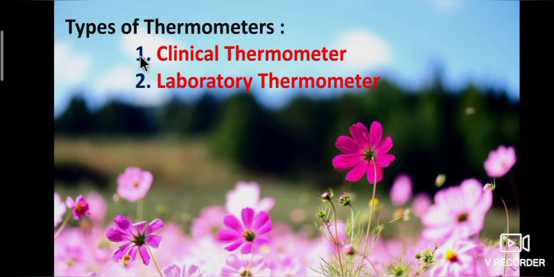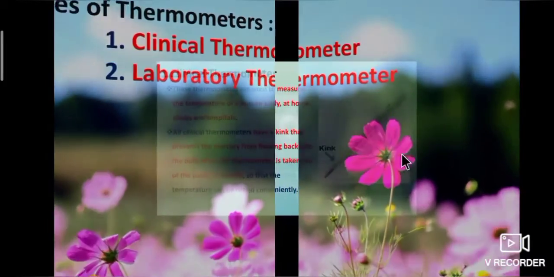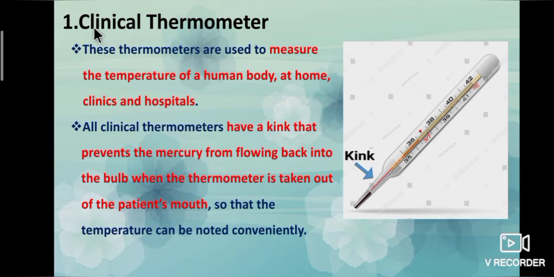In the last class, we discussed types of thermometers. There are two thermometers we use in our daily life. First one, clinical thermometer, second one, laboratory thermometer. First, we'll see the clinical thermometer. These thermometers are used to measure the temperature of a human body at home, clinics and hospitals.